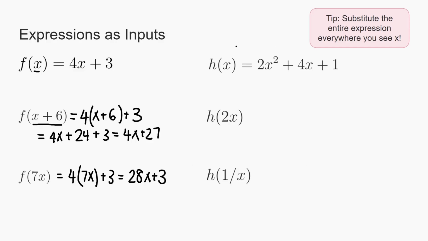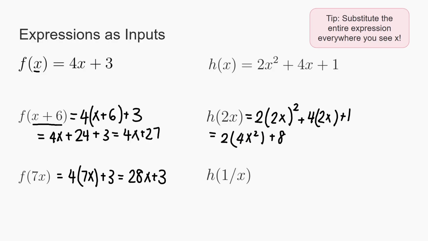What about this problem here? We have h of x equals 2x squared plus 4x plus 1. Like last time, every time we see an x, we're going to put in 2x for it. We're going to have 2 times 2x squared, plus 4 times 2x, plus 1. This gives us 2 times 2x squared is 4x squared, plus 4 times 2x, which is 8x, plus 1. Our final answer becomes 8x squared plus 8x plus 1.